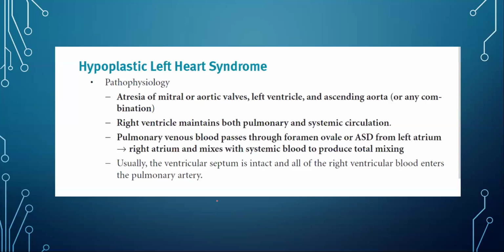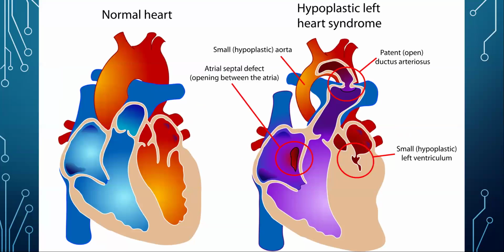Next is hypoplastic left heart syndrome. So hypoplastic left heart syndrome is also important for the exam. You can see that this is the normal heart. Left heart is the main strong part. But hypoplastic left heart syndrome means that you can see this is the left ventricle. So when there is a small, hypoplastic left ventricle, that's the time we will call it hypoplastic left heart syndrome.